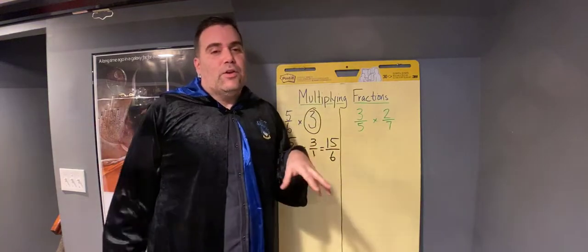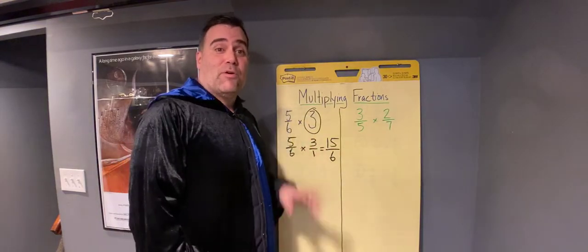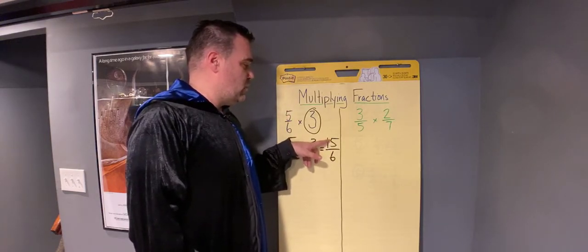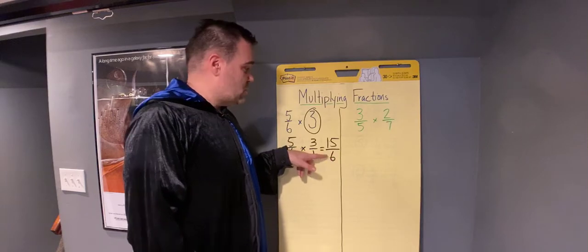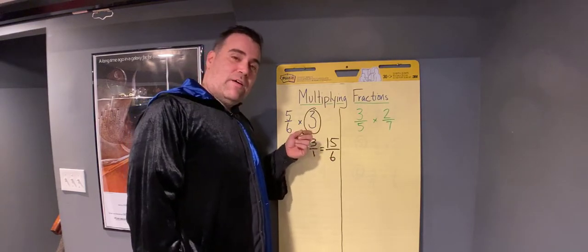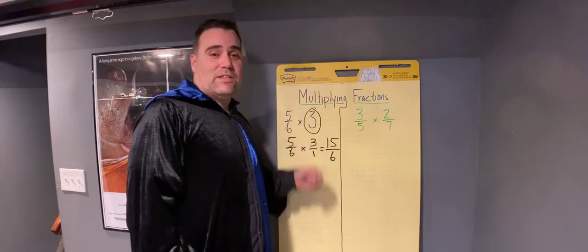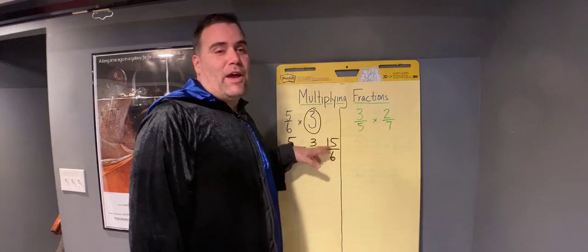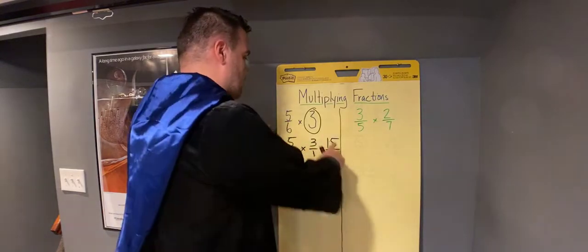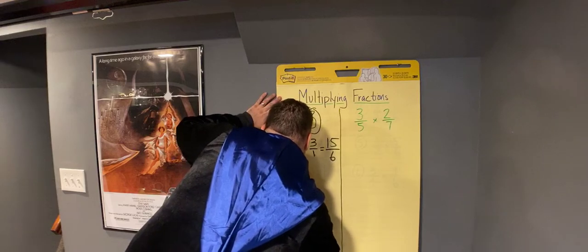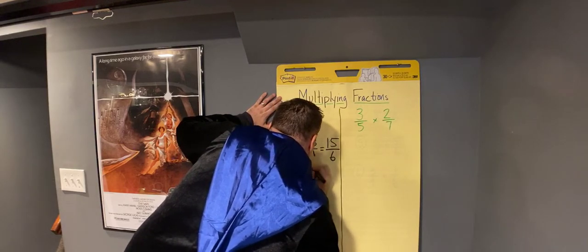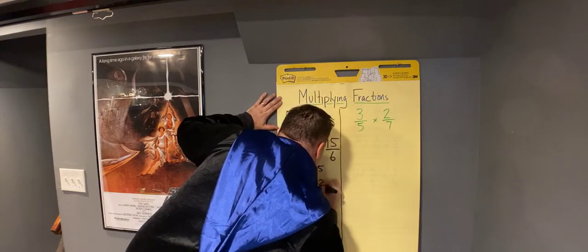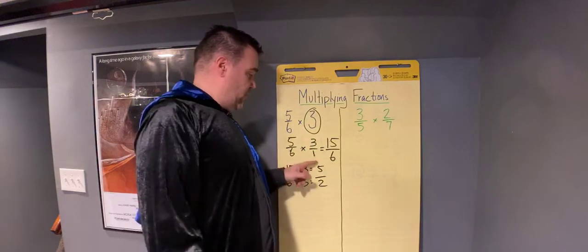Now, you may be feeling like we're done, but remember, we're not done. There's a couple of reasons. The first thing we want to do is reduce the fraction that we have here. So we say, is there any factor greater than 1 that 15 and 6 share? In other words, what is the greatest common factor? The greatest common factor of 15 and 6 is 3. So I'm going to divide 15 divided by 3 equals 5, and 6 divided by 3 equals 2. So now I'm left with 5 halves.